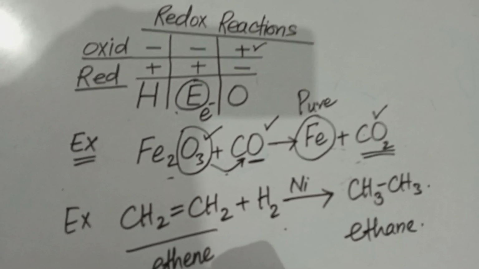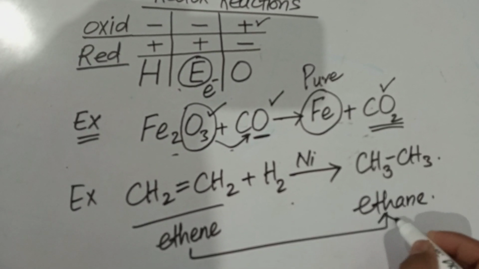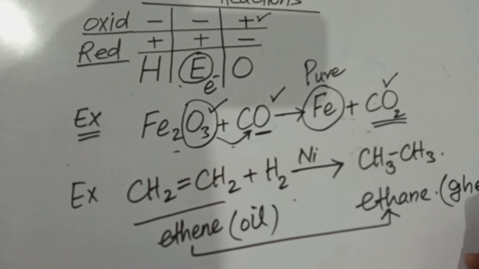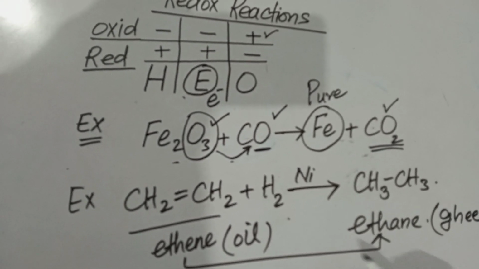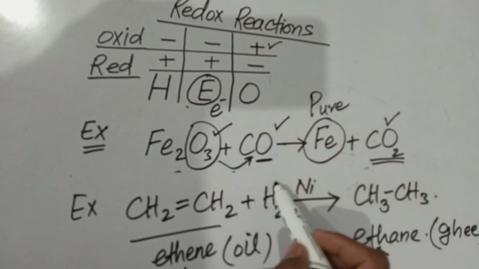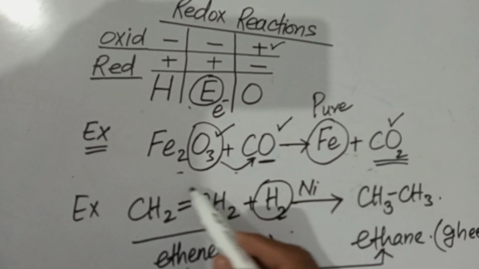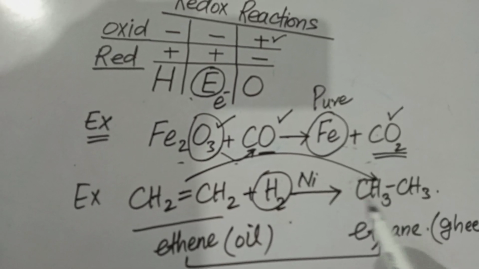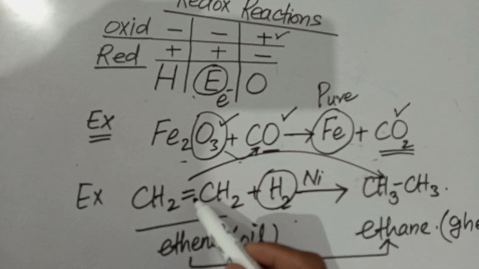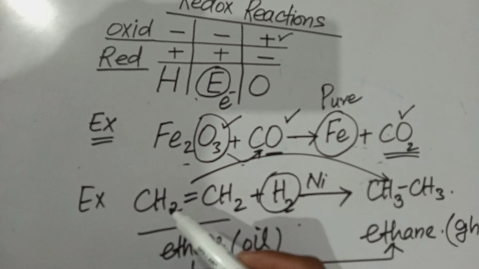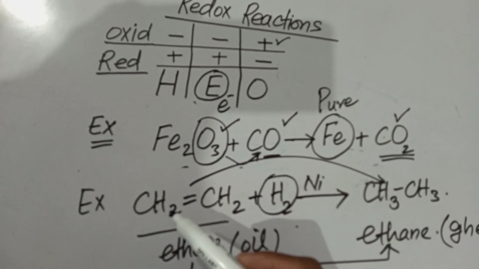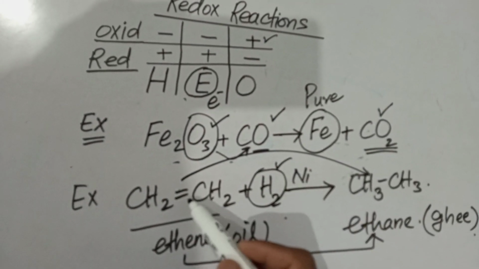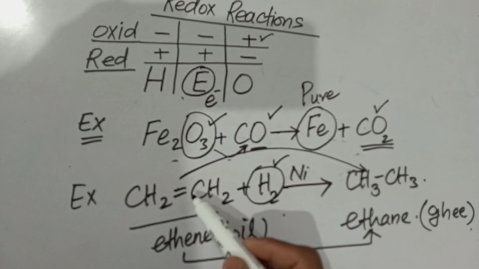That means ethene is reduced to ethane, that is oil, that is ghee. That means the double bond absorbs this H2 molecule and converts to ethane. If we add an H2 molecule to a double bond or any molecule, as a result of this addition of H2 hydrogen gas, then the reactant species will be reduced.